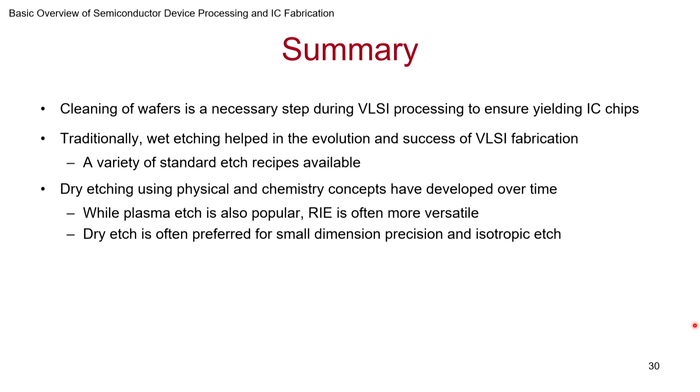Dry etch uses both physics as well as chemistry, and usually the PECVD etching is popular, and also RIE etching is popular, and it has developed over time. And dry etch is often preferred for small dimension precision, and especially with the plasma, you have plasma sheets which can be very small, thin, so you can actually get into very narrow regions and you can etch it very accurately.